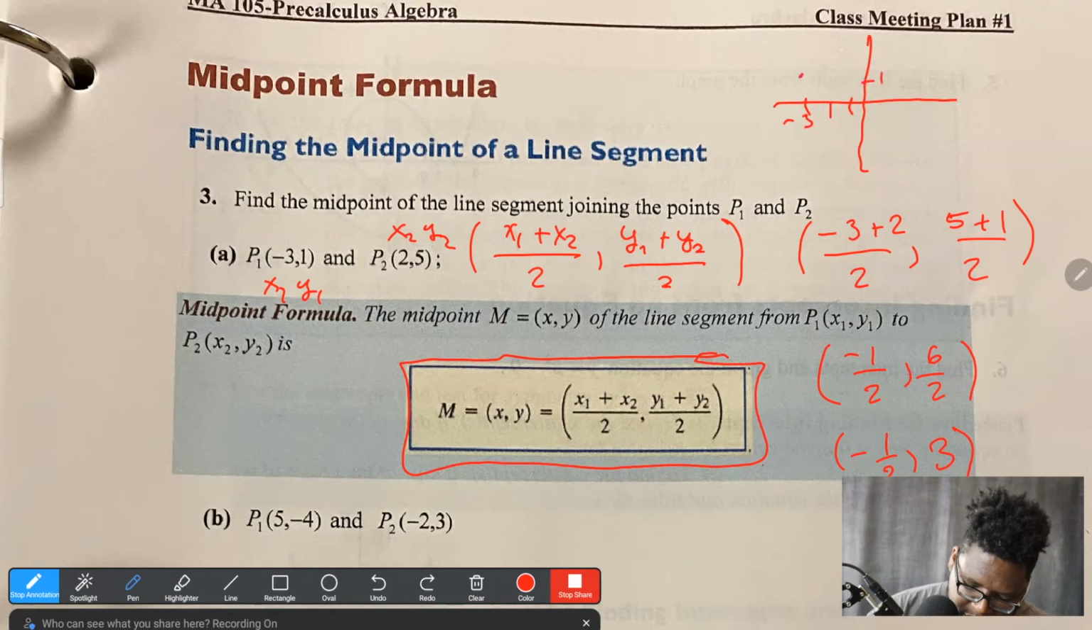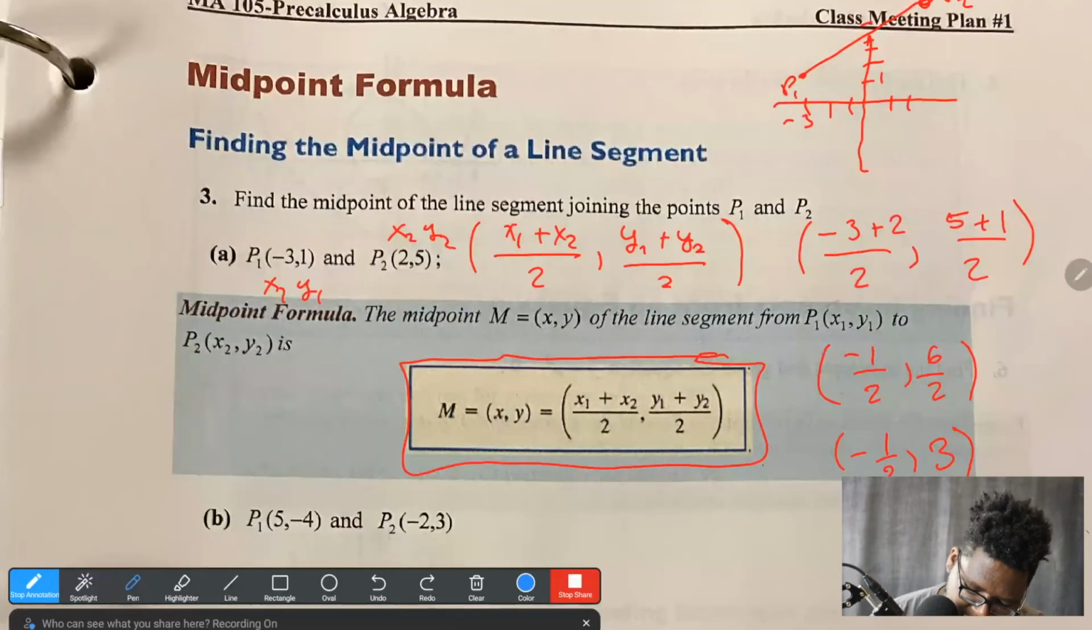And you look at point 2, which is 2, 5, so 1, 2, 1, 2, 3, 4, 5, somewhere up here. The halfway point between the two would be negative 1/2, 3, this right here, which makes sense. It's about right here. So this would be your midpoint.